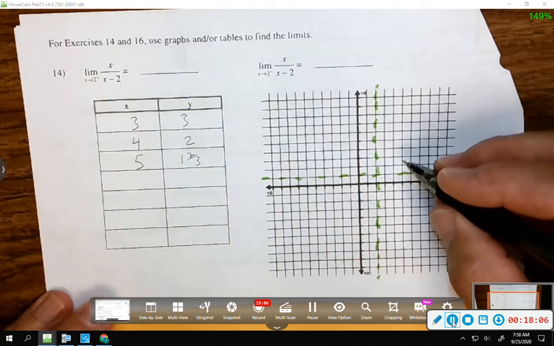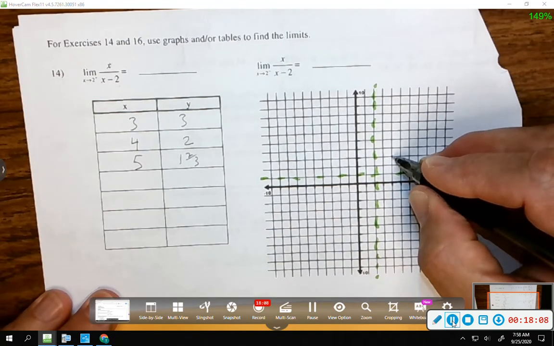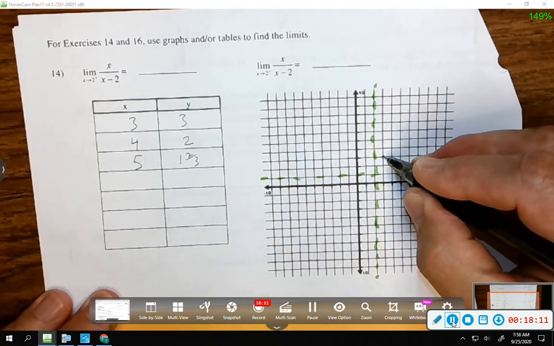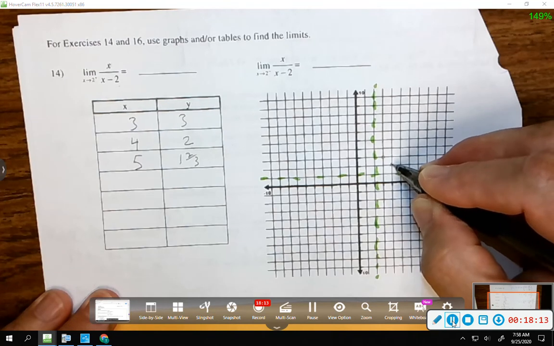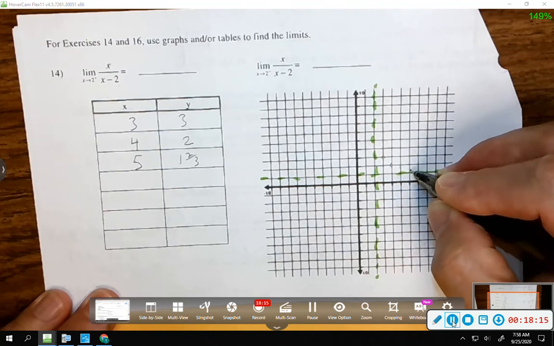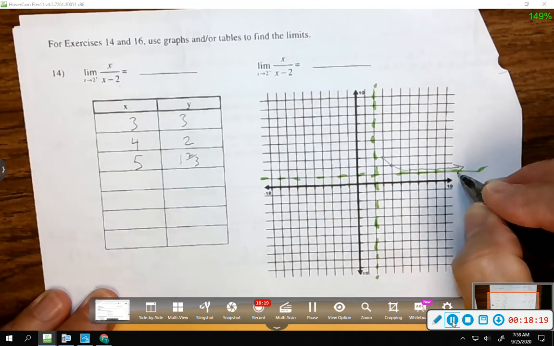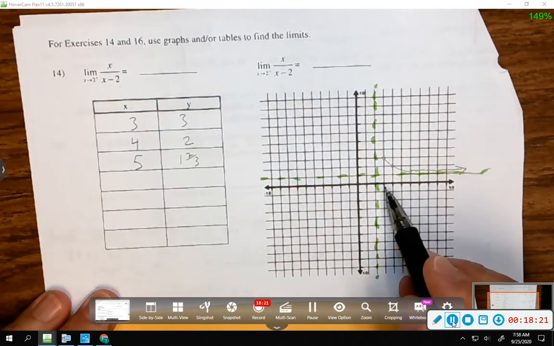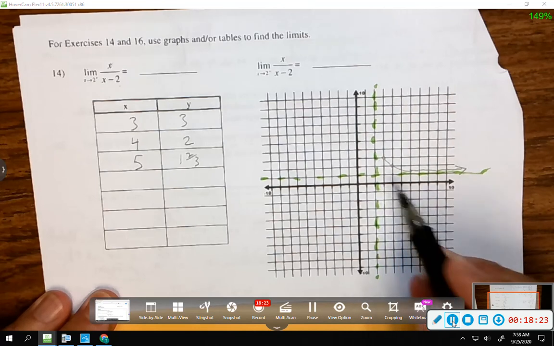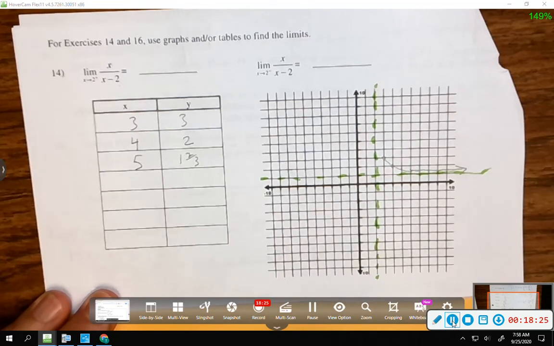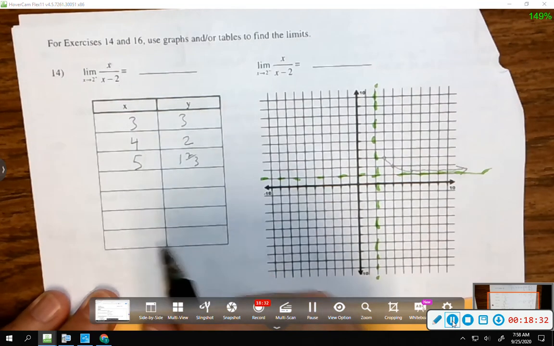So let's just plot a few of these. To the right 1, 2, 3, up 3. To the right 4, up 2. To the right 5. It looks like it's going to get closer and closer and closer to this horizontal asymptote of y equals 1. But what is happening between 2 and 3? What happens if I plug in a number like 2.5? So I'm approaching 2 from the right.